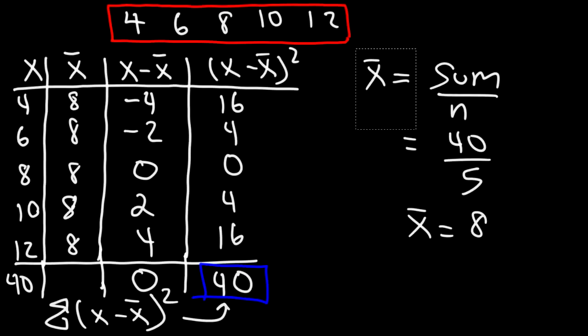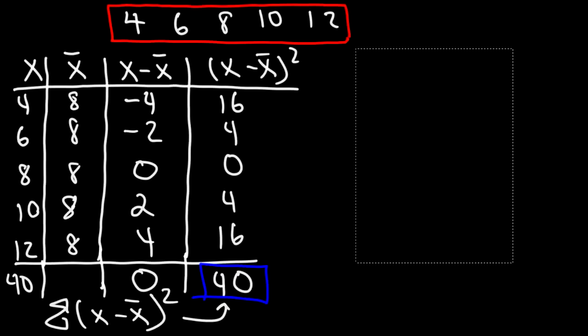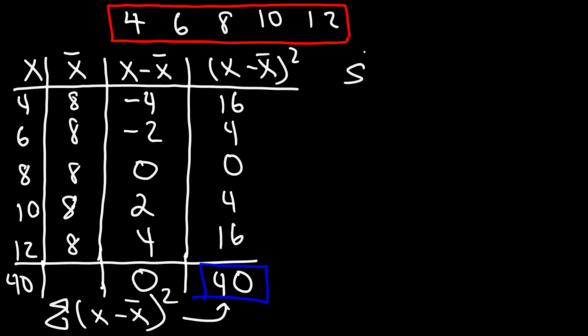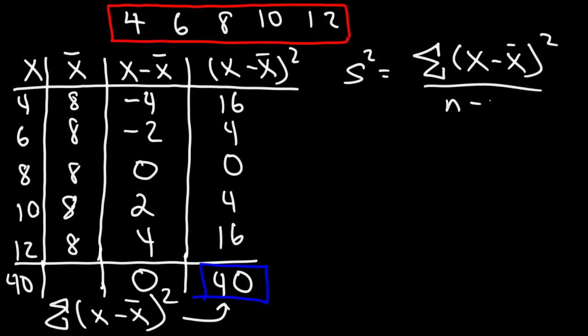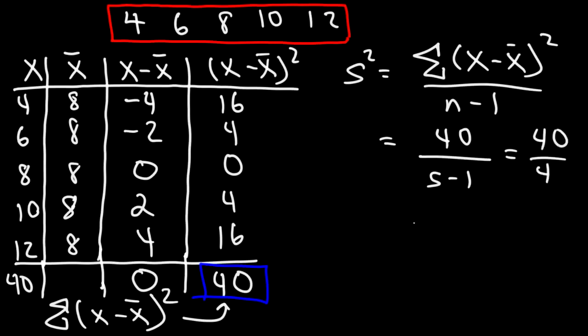So now let's calculate the variance. So the variance for this sample is going to be the sum of the square of the deviations divided by n minus 1. So the sum of the square of the deviations, we see that is 40. n is still 5, and 5 minus 1 is 4. So it's going to be 40 divided by 4, which is 10. So the variance is 10.